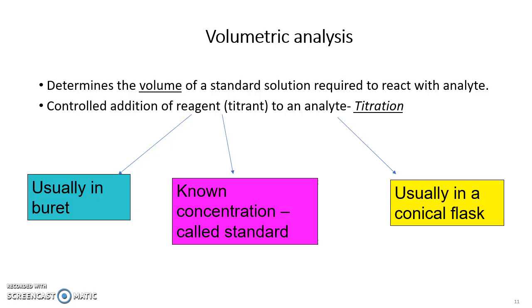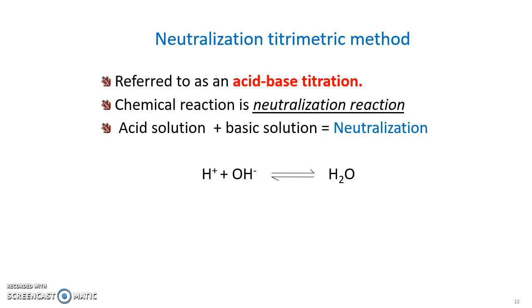So generally, standard solution is taken in the burette, and standard solution is a solution whose concentration is known. Analyte solution is usually taken in a conical flask. Neutralization titration. These titrations are meant for evaluation of acidic or basic substances. In these titrations, the chemical reaction is a neutralization reaction.